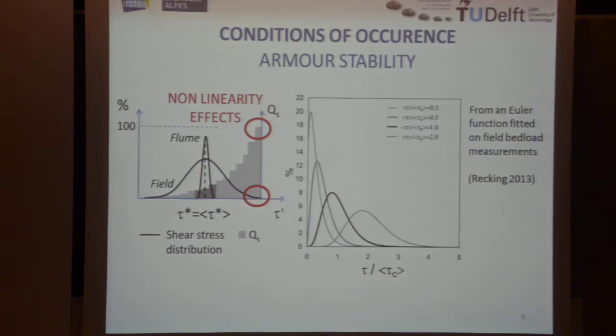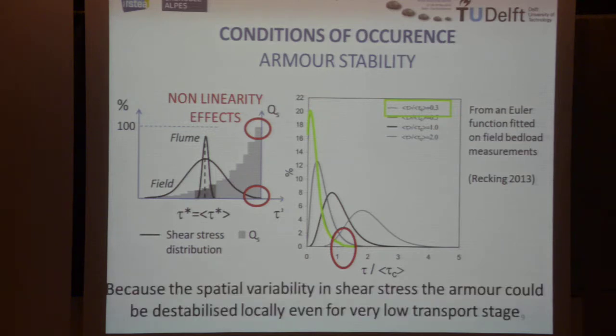I recently did some kind of calculation by fitting a Euler function for the shear stress distribution, by backfitting the coefficient using measured bedload transport. And when I use this model, I observe that finally, even for very low average shear stress ratio, we can have locally some values which are higher than the critical shear stress, meaning that because of the spatial variability in a given section, even for average shear stress which are very low, we can have locally some destabilization of the armor.